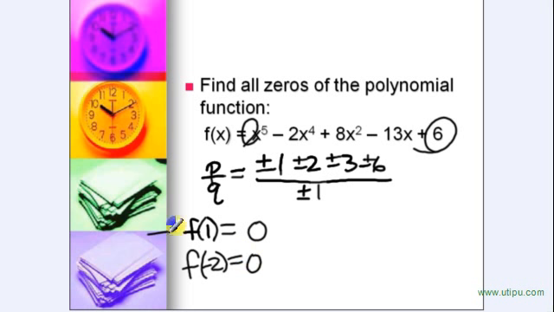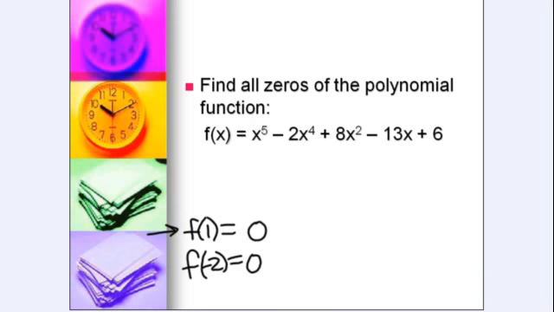Now, as soon as I find one that works, I might want to go ahead and start using synthetic division to start narrowing down my options. So let me clear some space to do that. So let's set up the synthetic division. I could start with either the 1 or the -2. It doesn't matter which one I start with. Let's just start with the 1.